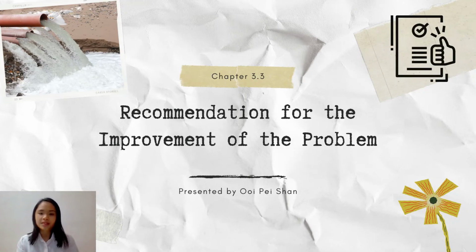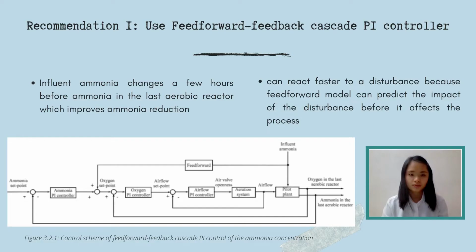To improve the problems, there are some recommendations. For the first recommendation, feed-forward control that uses influent ammonia concentration as a major disturbance should be introduced into the controller in order to enhance its performance.